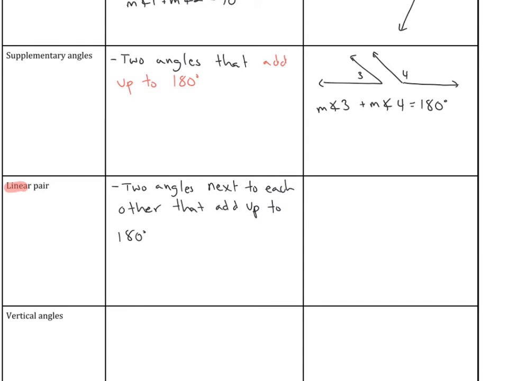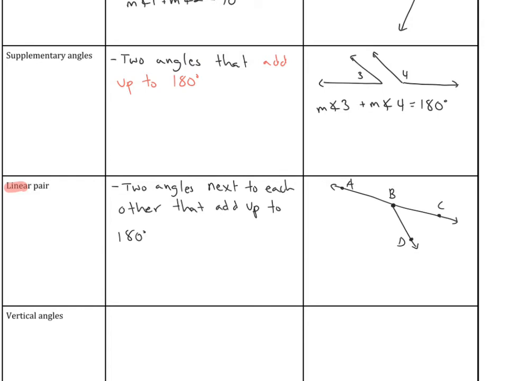180 degrees. Now, you might ask, well, what's the difference between a linear pair and supplementary angles? Linear pairs are very specific in that your two angles have to be right next to each other. In other words, they're going to share a side. So this is what they'll look like. Let me draw in a line, and let me draw a ray that comes out of that line. Let me add some points: Point A, B, C, and D.